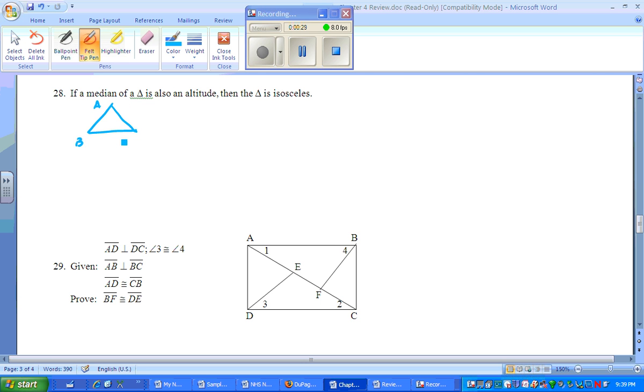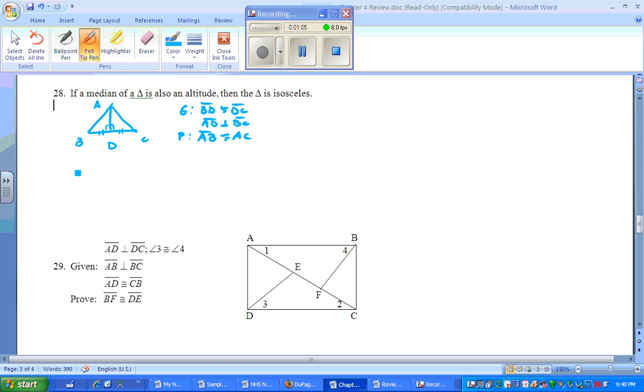I'll call it ABC. It has a median, causing these two to have a midpoint, causing those two to be congruent. It also has an altitude. So then we're saying that it's an isosceles triangle. So given would be that BD is congruent to DC and that AD is perpendicular to BC. We're trying to prove that AB is congruent to AC.